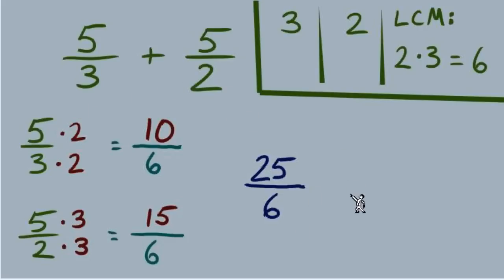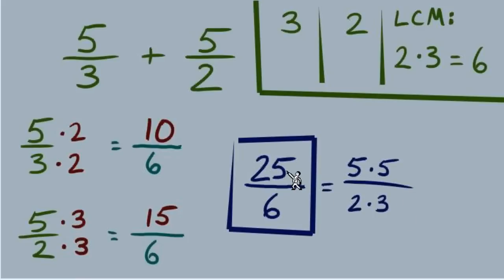Let's do a quick check to see, can we simplify this fraction? If I go to prime factors, I see 25 is 5 times 5, and 6 is 2 times 3. I don't see any factors that are the same in numerator and denominator, so nothing can be canceled here. So it turns out that 25/6 was already in lowest terms, and that's our answer.